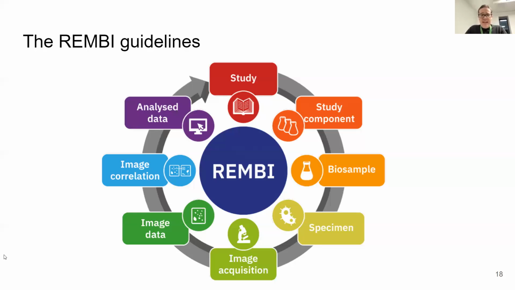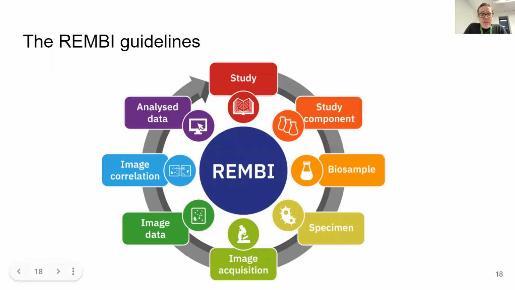The modules are ways to categorize different important parts of metadata describing an imaging experiment. They go from the very general, so the study is describing what the purpose of the experiment was, why imaging was being carried out, and who was doing it, through to much more specific things about the sample, how images were acquired, the exact details of the image data, and so on.